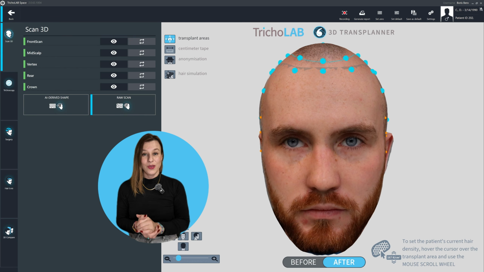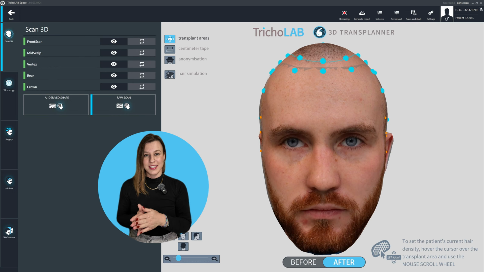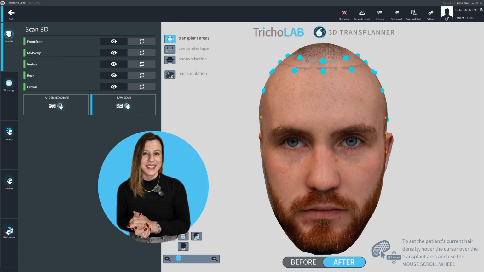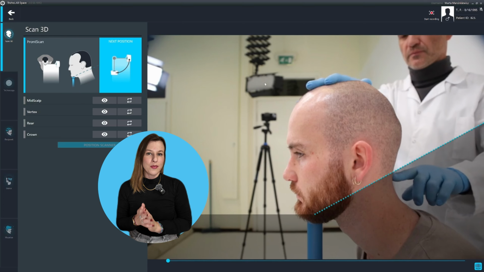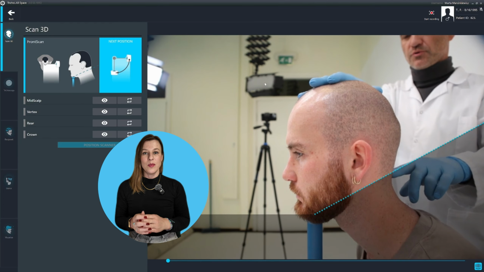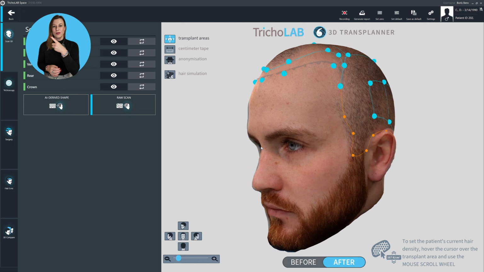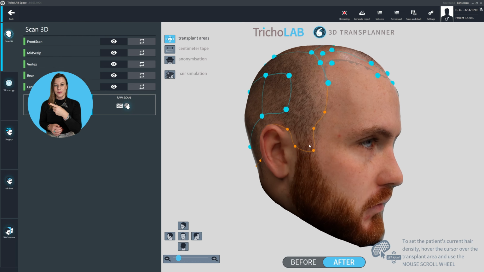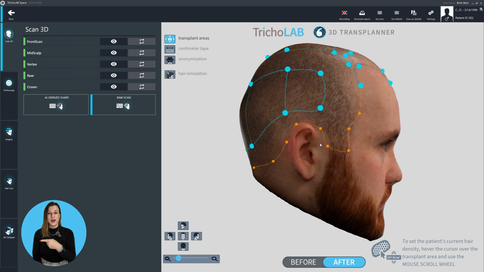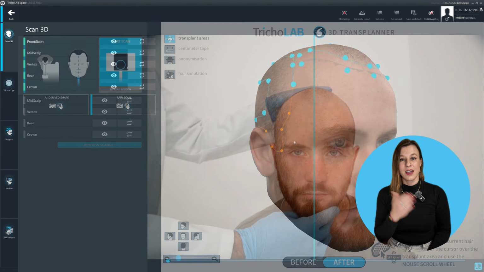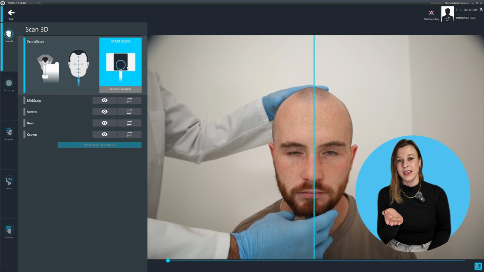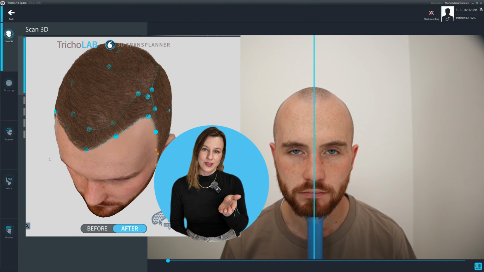Welcome to TrichoLAB. Today I'm going to walk you through a real consultation scenario that we see almost daily. We are going to use the TrichoLAB 3D Studio, in which we are able to scan the patient's head in 3D, perform the trichoscopy, predict the hair loss, and compare the before and after. It is the current patient's visuals in 3D against what we've planned during the consultation.